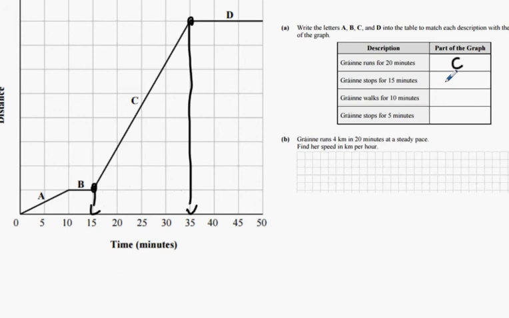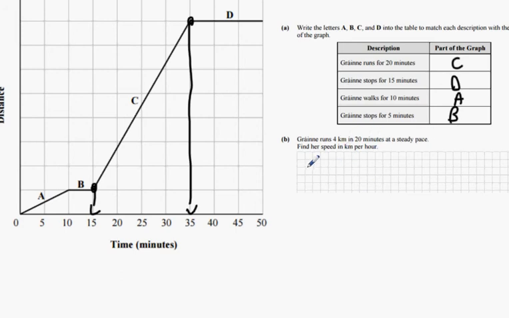Part D, she stops for 3 blocks. She walks for 10 minutes. Slower pace. It's not as steep, which means she's going slower, and that's 10 minutes. That'll be A. Grania stops for 5 minutes. That's part B. Grania runs 4 kilometers in 20 minutes at a steady pace.